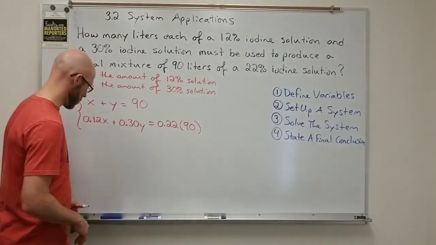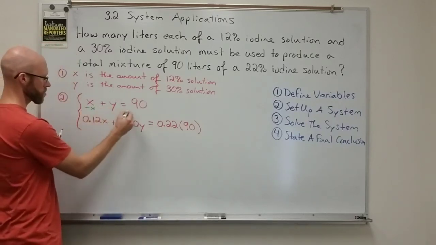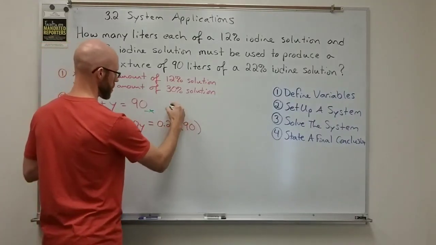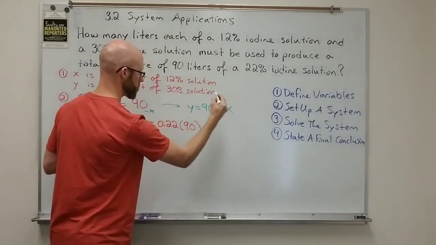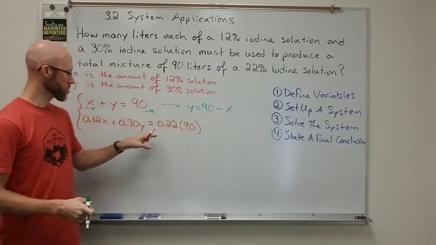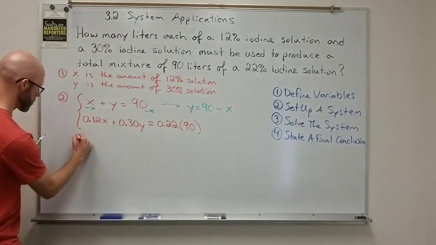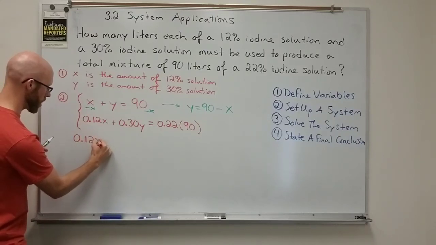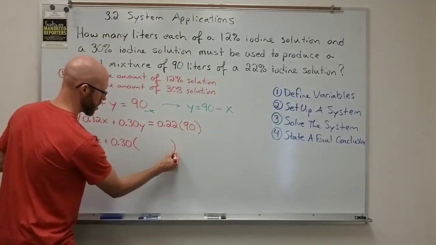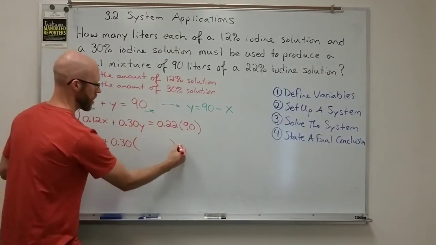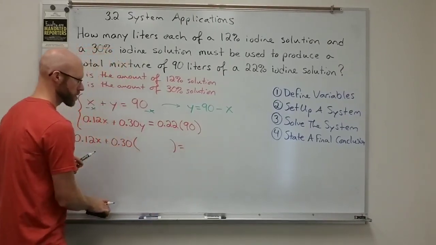So let's take this top equation. If I subtract the x from both sides, I get y equals 90 minus x. That expression is going to substitute in for the y in the bottom equation, so I get 0.12x plus 0.30 times my new quantity equals 0.22 times 90.